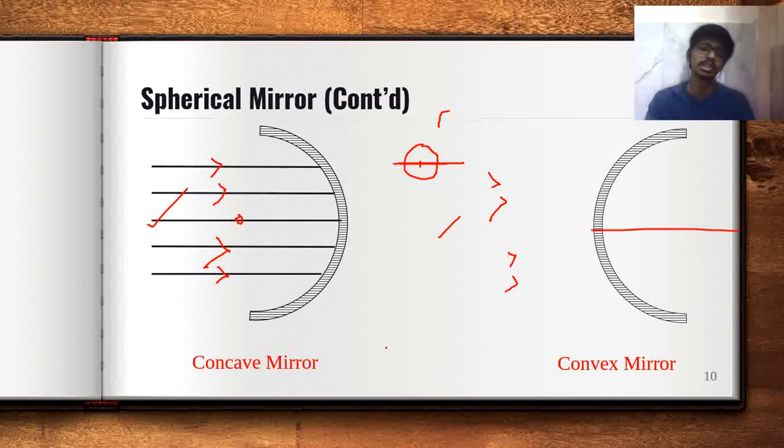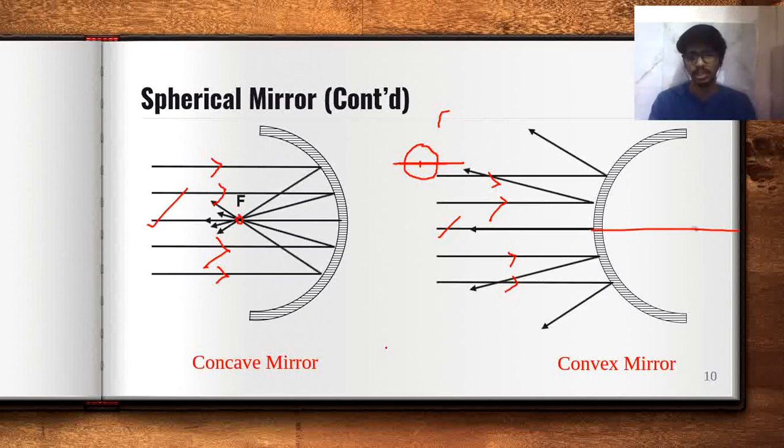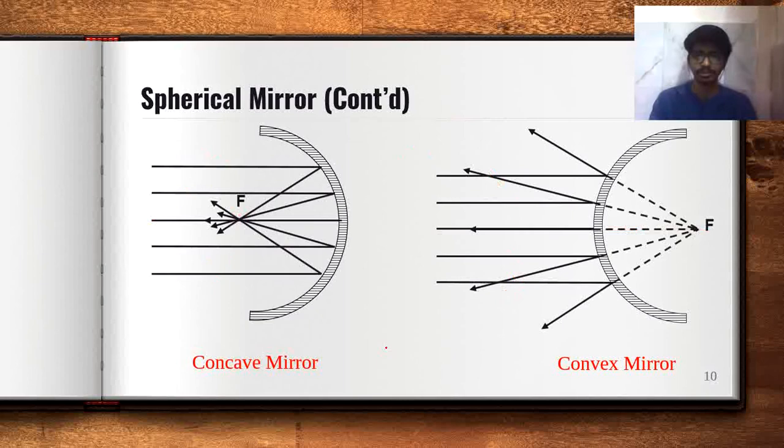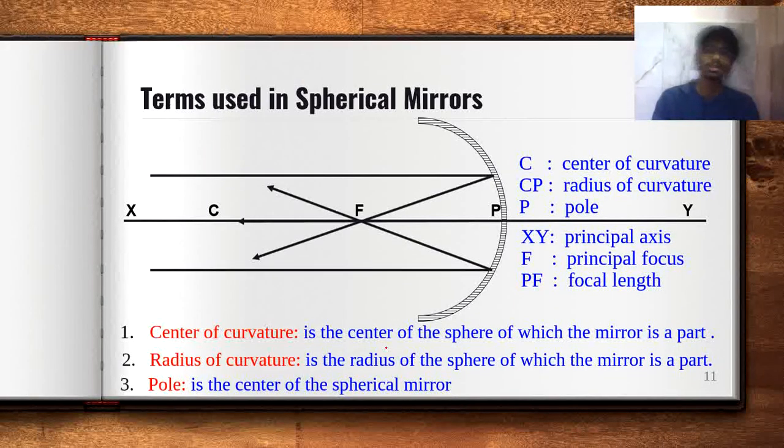Now we will discuss some terms on the spherical mirror. Let us have a discussion. These terms will be useful to analyze image formation both theoretically and mathematically, numerically. So you should understand what these terms are. One is the center of curvature.